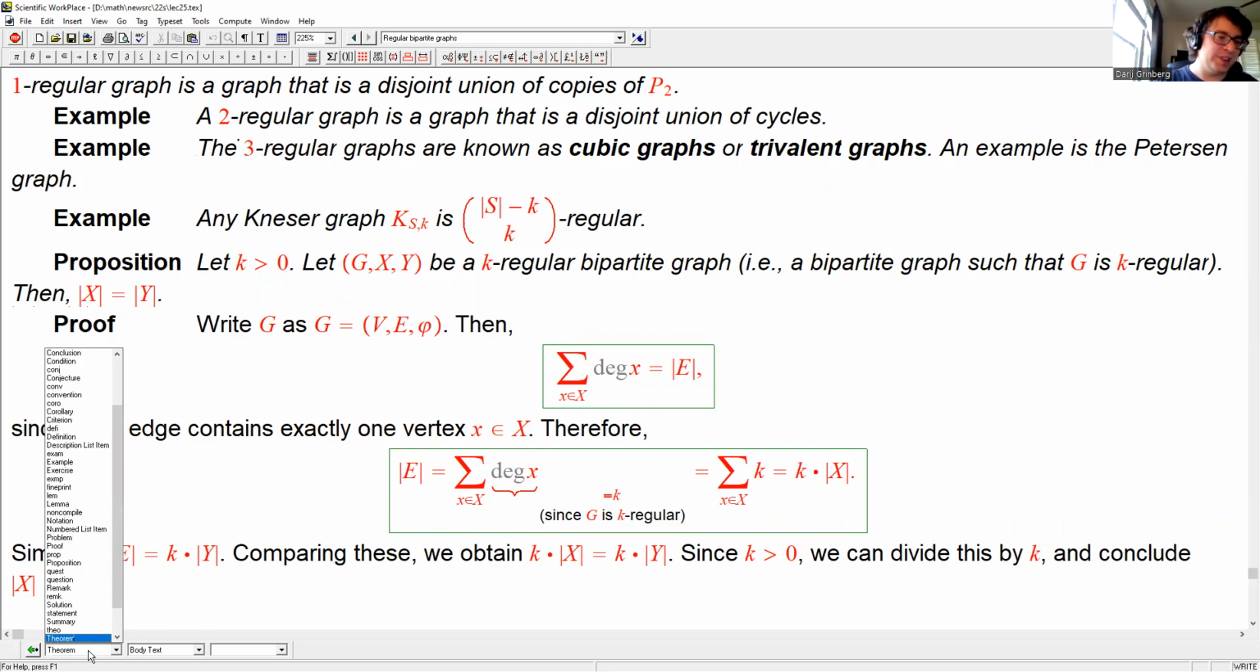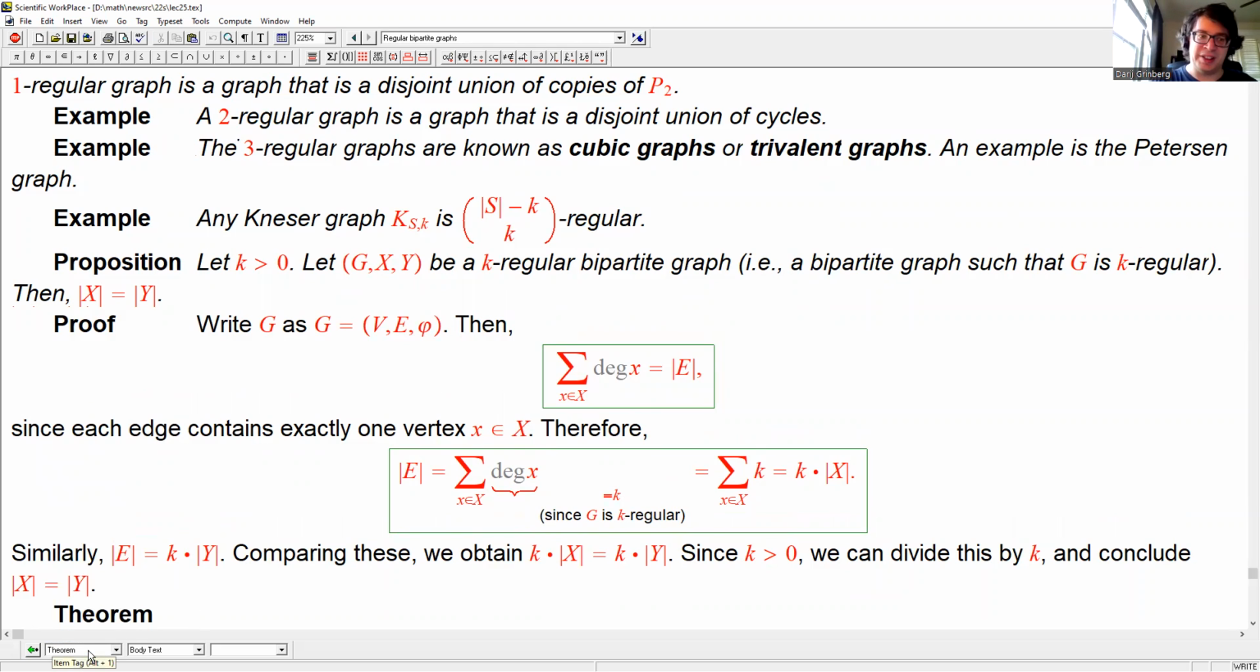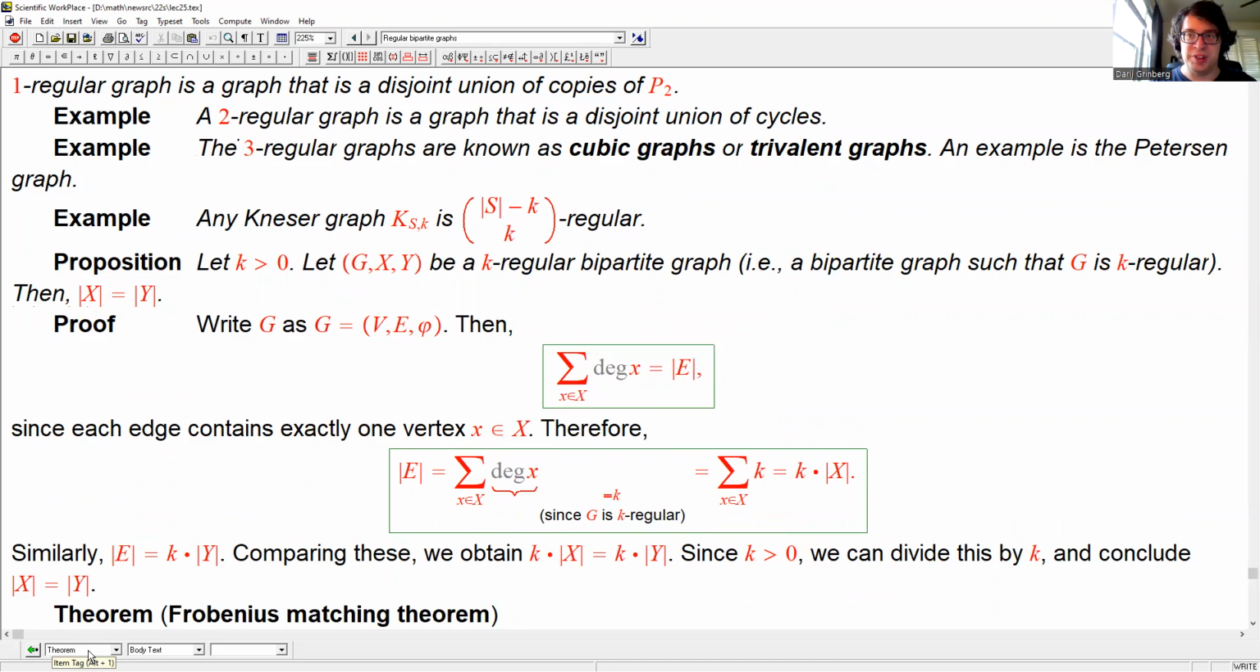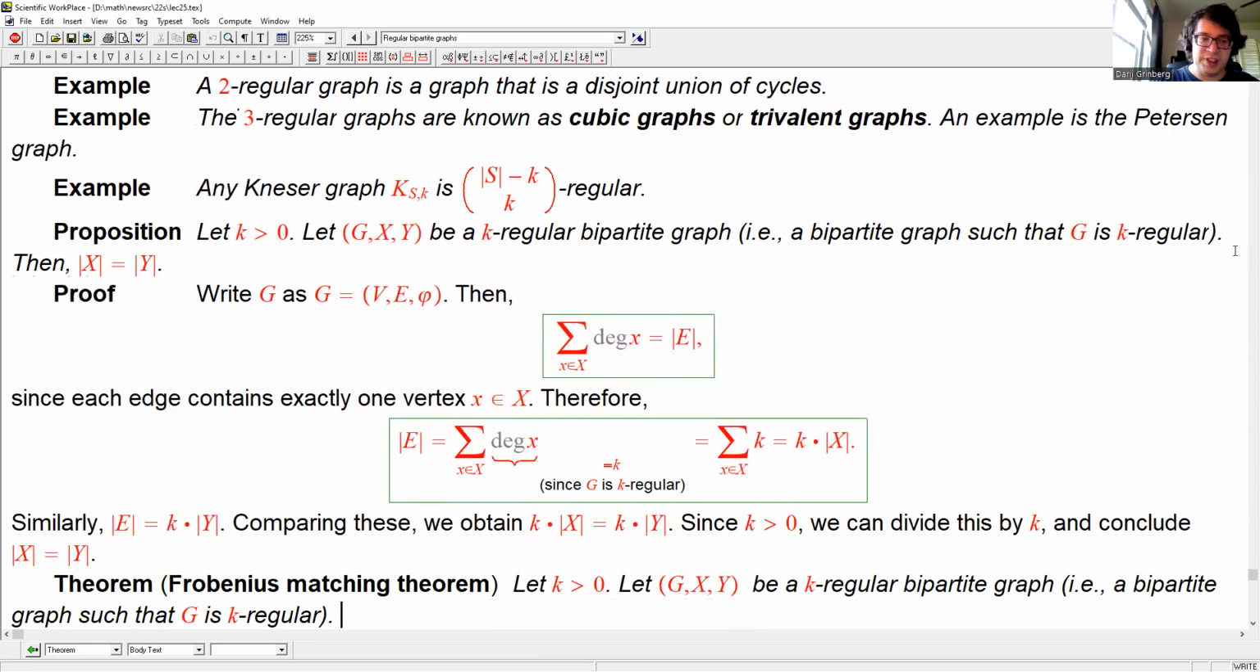But now the maybe more surprising result, I call this the Frobenius matching theorem, because it's due to Frobenius. Everybody else just keeps calling it Hall's marriage theorem, except it's not actually Hall's marriage theorem, it's a consequence. So let k be positive, let G = (X, Y) again be a k-regular bipartite graph. Then G has a perfect matching.